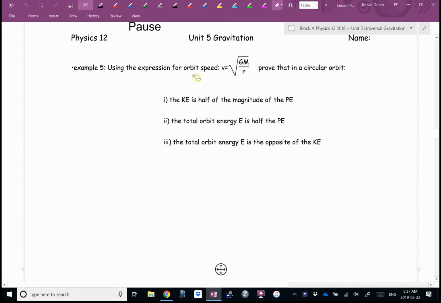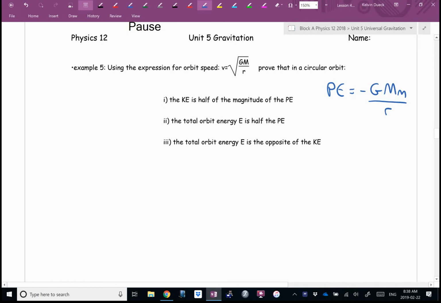So it says this: using the expression for orbital speed, which was the square root of big G big M over R, we derived that by saying gravity is what's pulling us in a circle, and we got the V by itself. Prove that the kinetic energy is half the magnitude of the potential energy. So cosmic potential energy is negative big G big M little m over R.